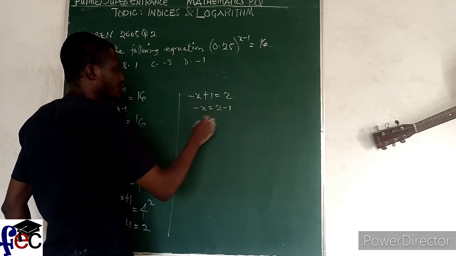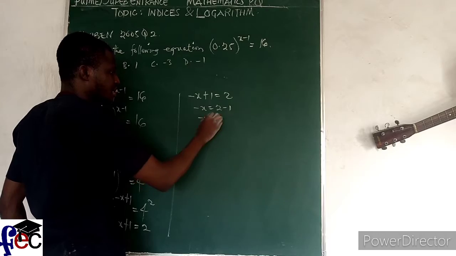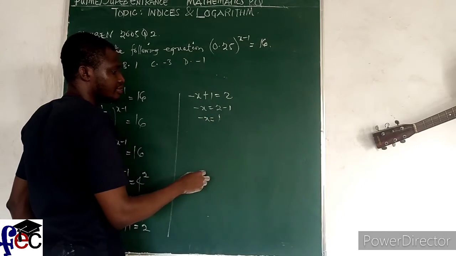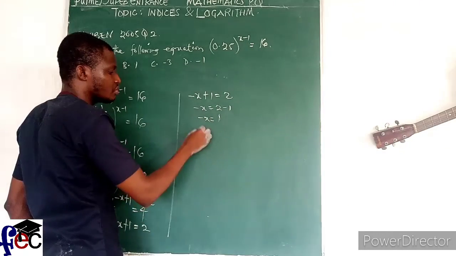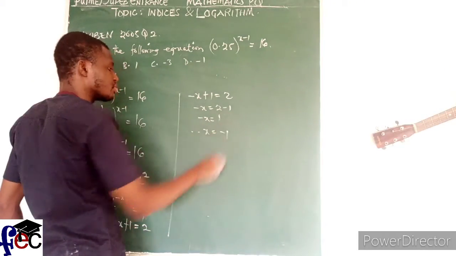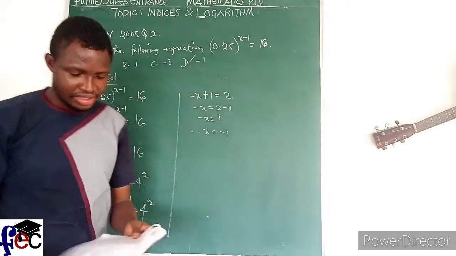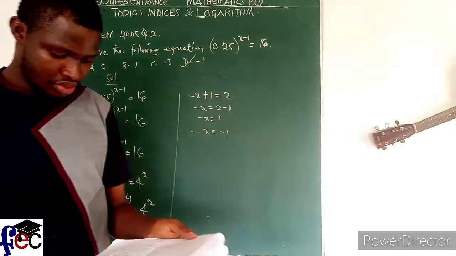You are going to have 2 minus 1. Or you just say plus 1, take it to the other side, it becomes negative. What do you have? 1. If minus x is equal to 1, therefore, what do you think x is? Multiply both sides by minus 1, you have minus 1. Option D. You can see that it's not difficult.